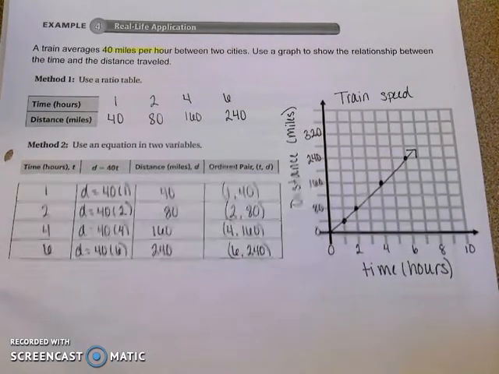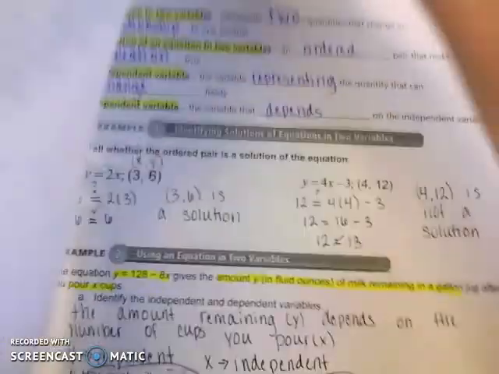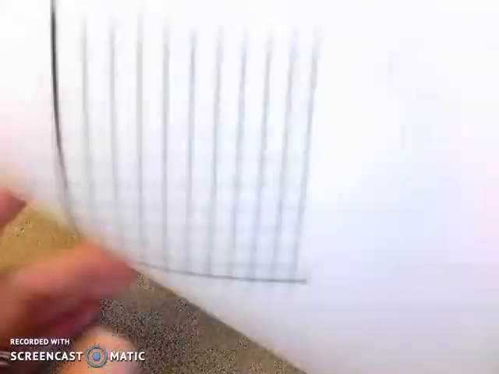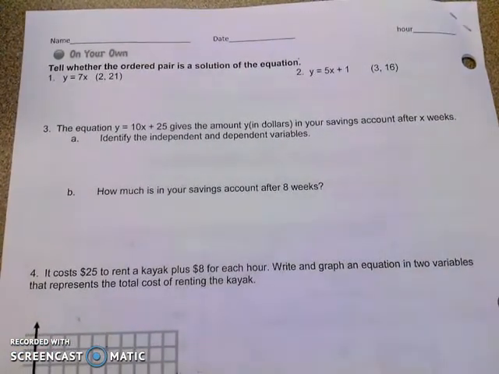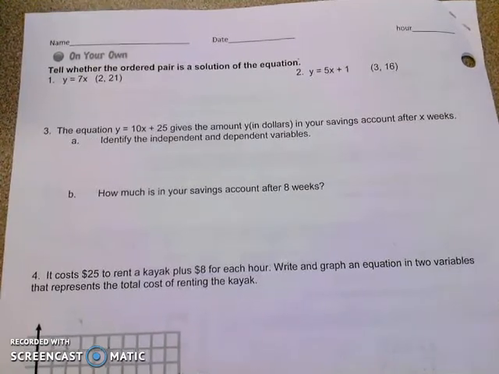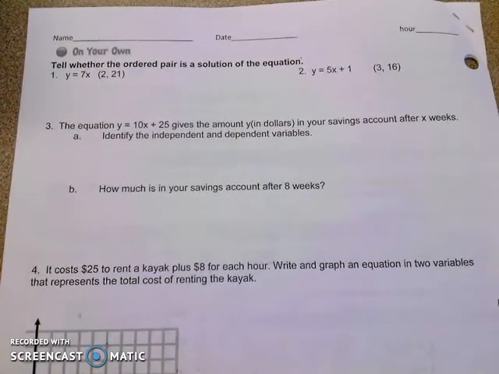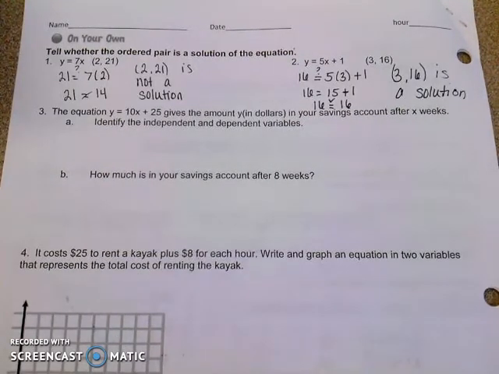Okay. So on the back page is where I had you try some of these on your own in class. So let's go ahead and take a look at some of those. On the first ones, 1 and 2, you're just substituting those numbers in there and saying if they're an ordered pair. So if you haven't already, pause your video and do that so you can unpause and check your work. All right, so number 1 would not be a solution, and number 2 would be a solution.